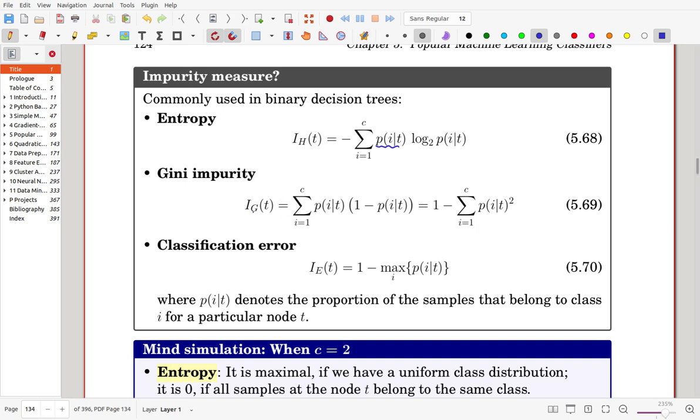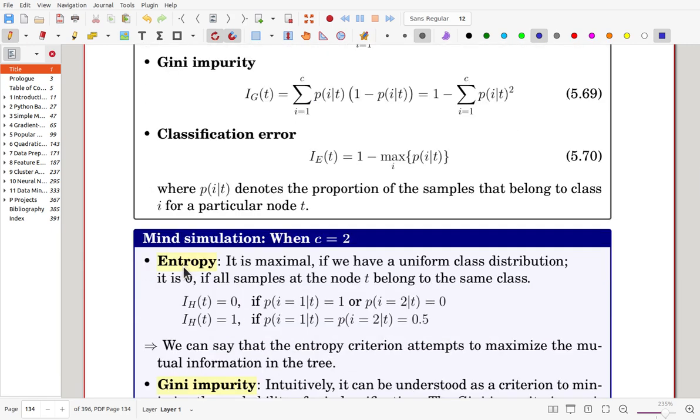For Gini impurity, it is defined in this way: pi times 1 minus pi, summed. Once we expand, the summation of pi must be 1, minus the summation of pi squared. For classification error, that is 1 minus the maximum of pi. To understand these impurity measures, we need a bit of mind simulation. Let's focus on when the number of classes is 2.